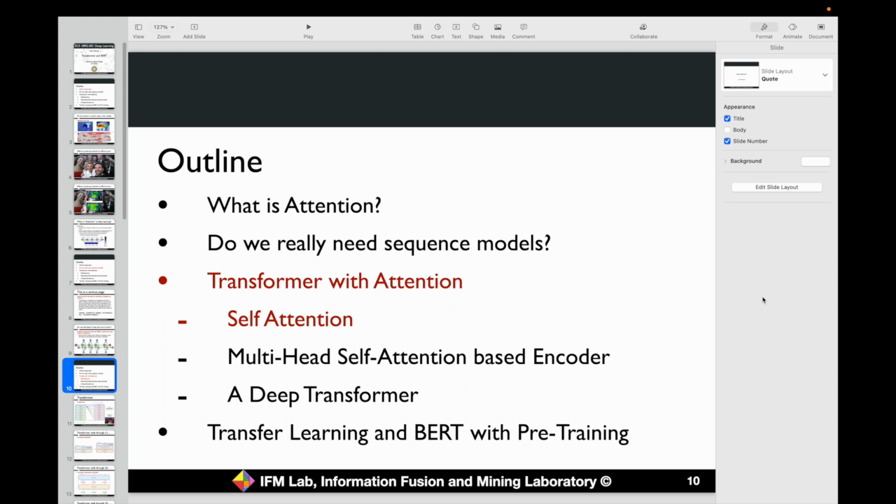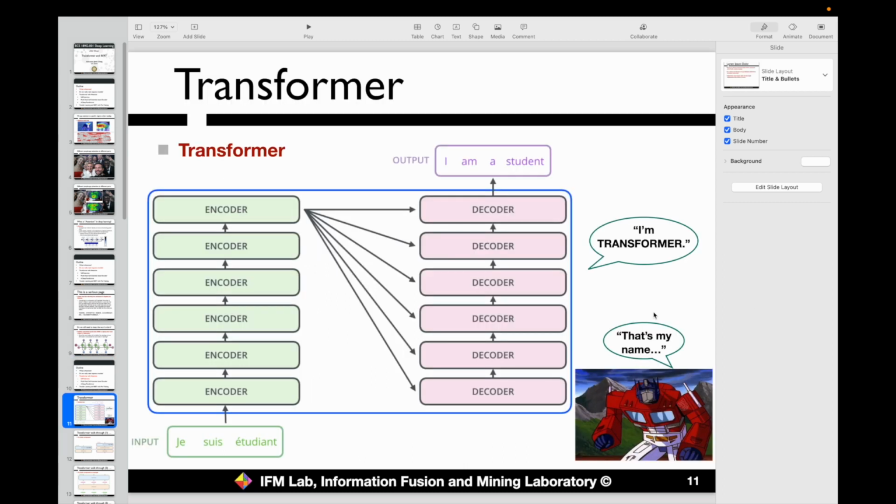So for the transformer, we have three parts: self-attention, then we can come to the encoder by utilizing the multi-head self-attention, and then we can further build a deep transformer model by stacking multiple encoders on top of each other. So in the very beginning, we can illustrate the architecture of the transformer first.